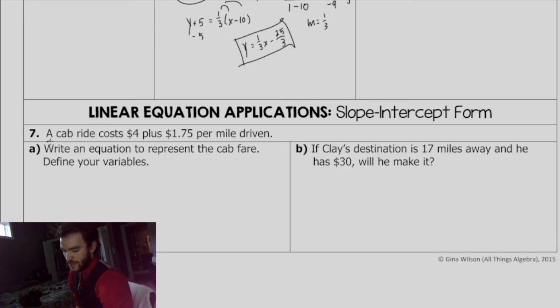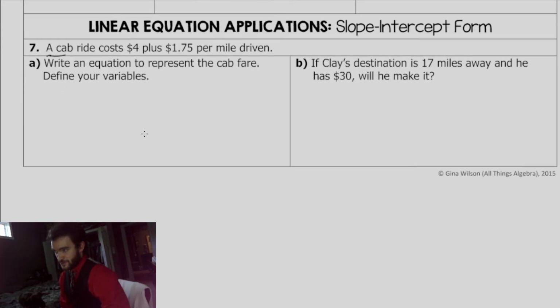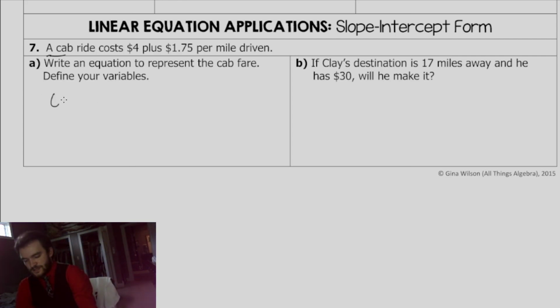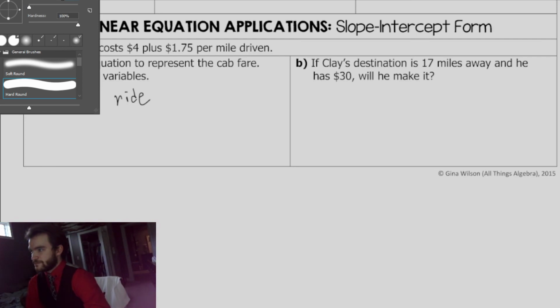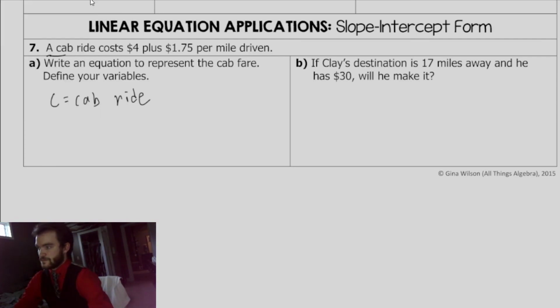A cab ride costs $4 plus $1.75 per mile driven. So the cost is $4 for a cab ride. So C equals cab ride. I don't like how small that is. Let's make this back to 6. C is cab ride.